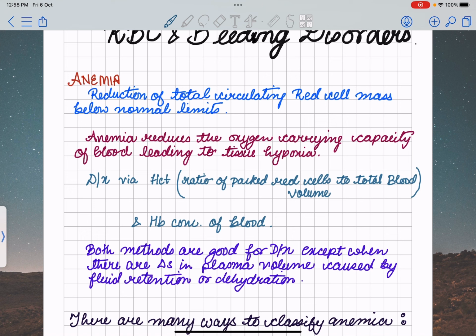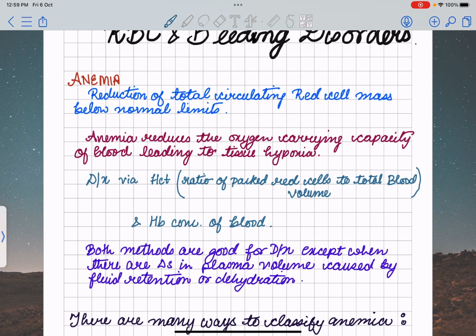How do we diagnose whether someone has anemia, where their RBC is not able to carry enough oxygen? How do we know that? We look at two important factors to know whether a person is having anemia. First, hematocrit. Second, hemoglobin concentration of the blood. What is hematocrit? Hematocrit is a ratio of the packed red cell to total blood volume.